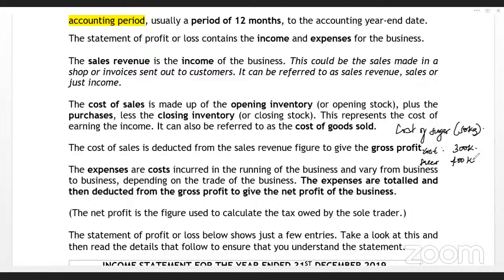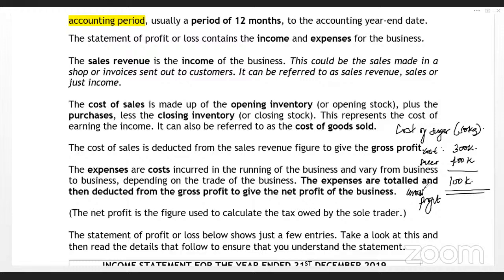Now here we have a profit. How much is that profit, members? How much will be the profit? 100,000. The profit is 100,000. That is your profit, but we call this the gross profit. It's not the final profit of the business.